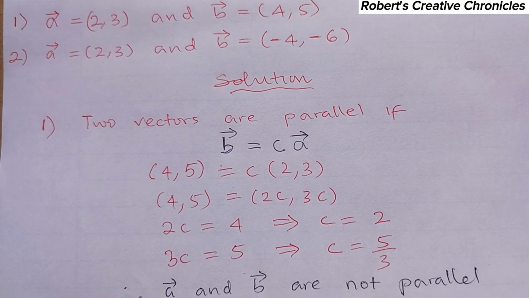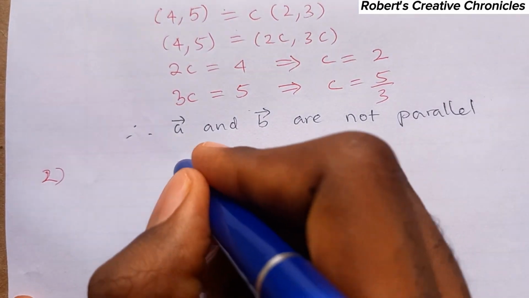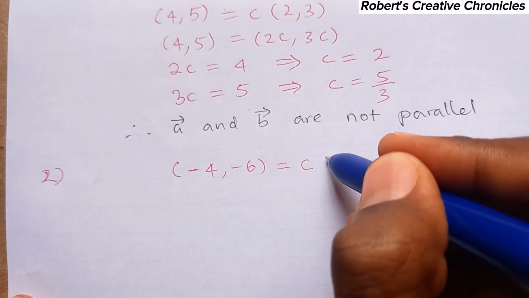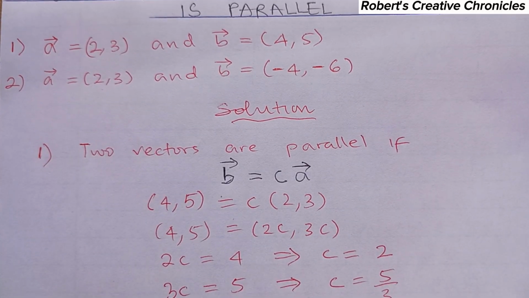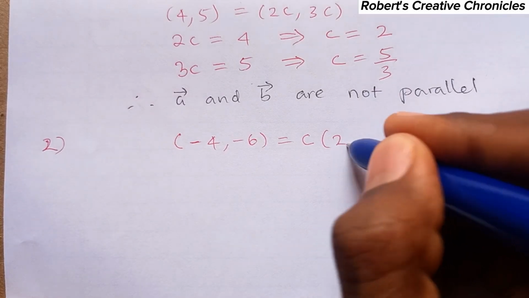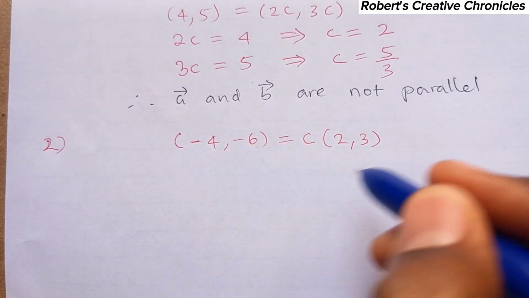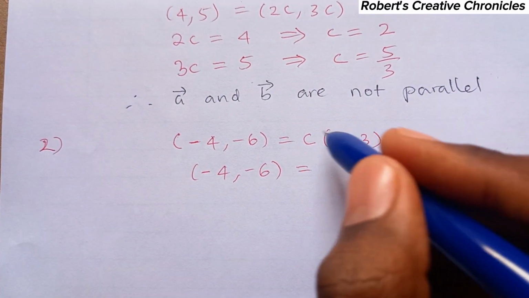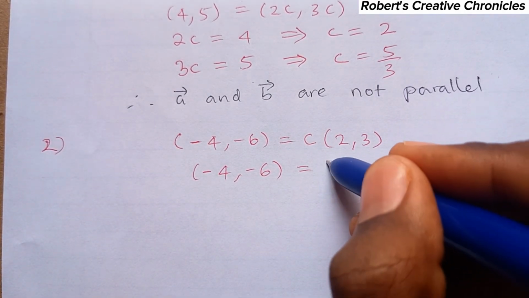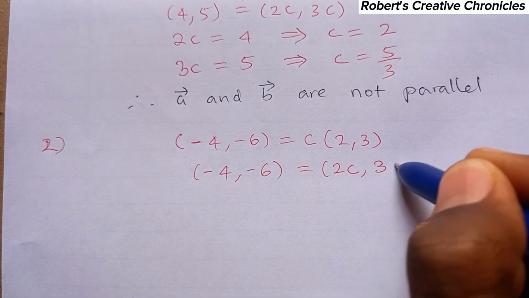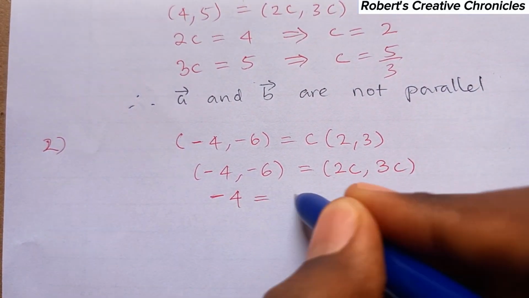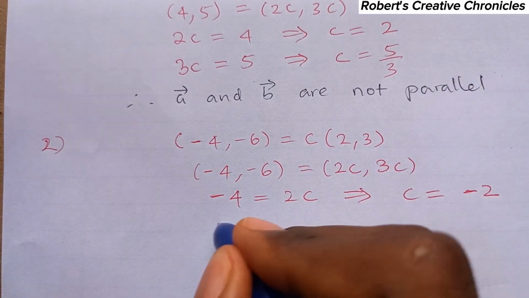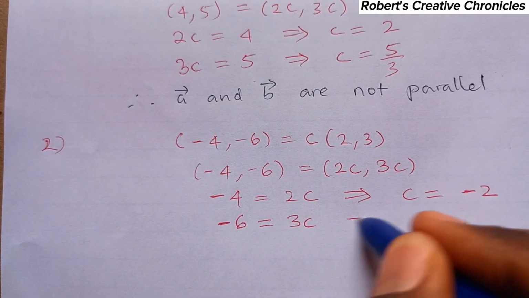So B here is minus 4 and minus 6. So it will be (-4, -6) is equal to C times A. What's A? A is 2 and 3, the same thing. So now we'll open the bracket, (-4, -6). Now we'll multiply this vector by C. So it will be (2C, 3C). So minus 4 will be equal to 2C. So C is equal to what? Minus 2. Here also minus 6 will be equal to 3C.